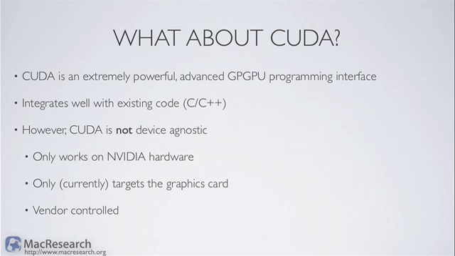It's C, C++, and you just have to use some special decorators and semantics. But you really can get your code running on a GPU phenomenally well. So it's been a great thing to come about. But there are a couple of issues that one needs to consider. The first is that CUDA is not device agnostic. That is, it only works on NVIDIA hardware.